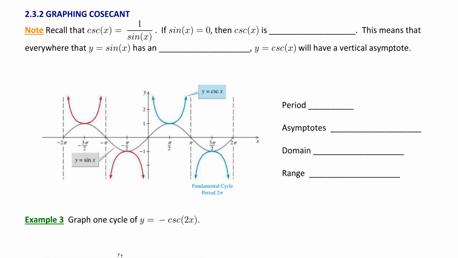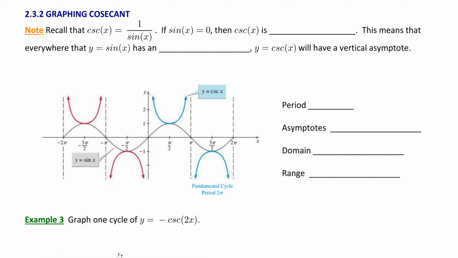Just as we saw that a secant graph can be related to the graph of a corresponding cosine wave, a cosecant graph can be related to the graph of a corresponding sine wave. Recall that cosecant of x and sine of x have a reciprocal relationship. That is, cosecant of x is equal to 1 over sine of x.